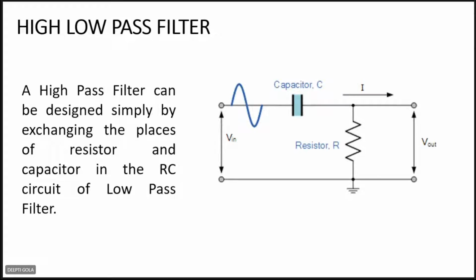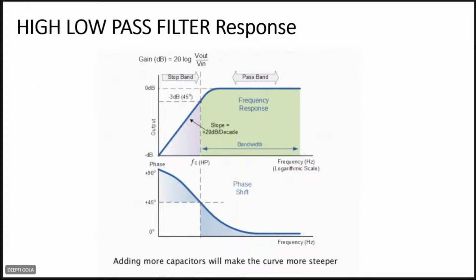Now this is the circuit of high, sorry, it has been written wrong. It is a high pass filter. So a high pass filter can simply be designed by exchanging the positions of the resistor and the capacitor in this circuit. Okay, you can see the resistor is now at the output terminal and the capacitor is at the input terminal, right? So now what will be the response? You will get this response. The frequencies which are lower than cutoff frequency FC will be stopped, and the frequencies which are higher than the cutoff frequency will be allowed to pass through the circuit.